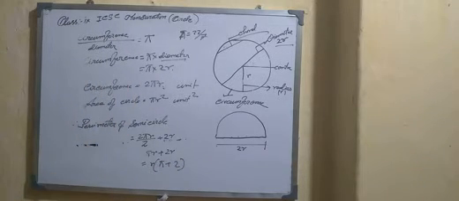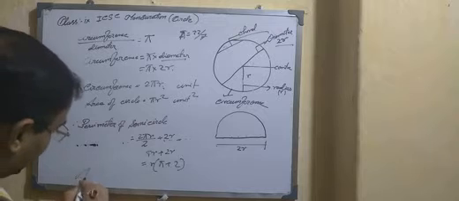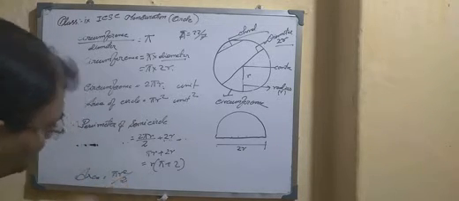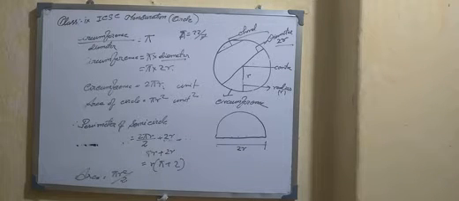Okay. That is the perimeter of a semicircle, and the area is pi r square by 2. Okay. So this is so very easy.